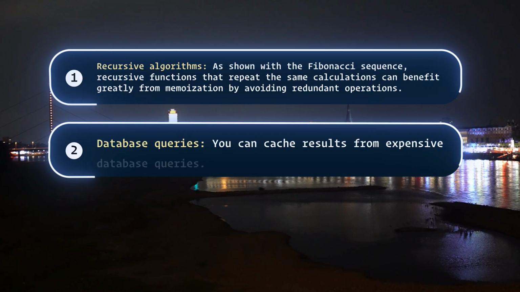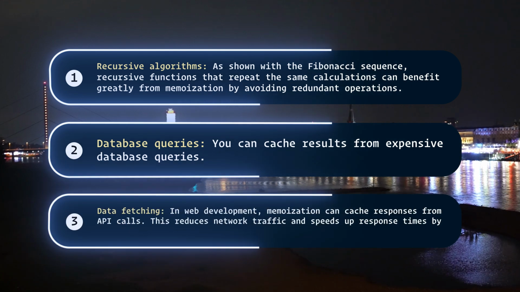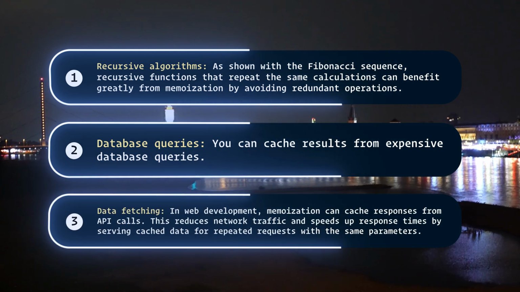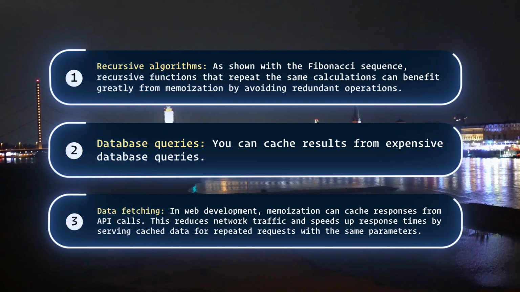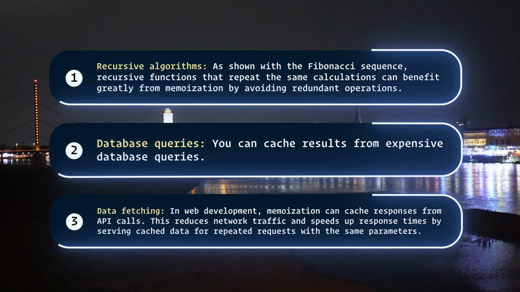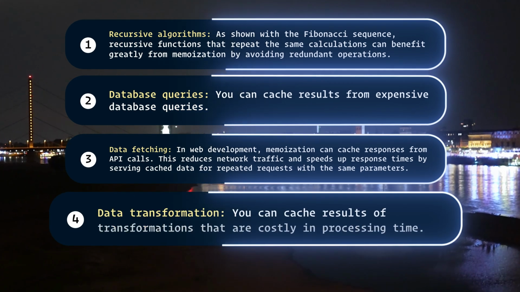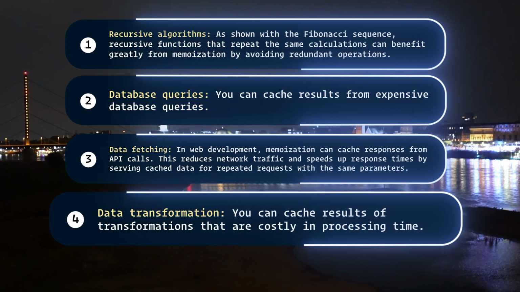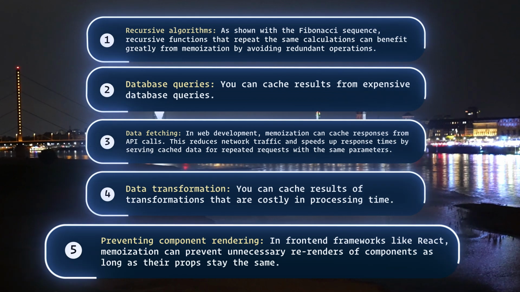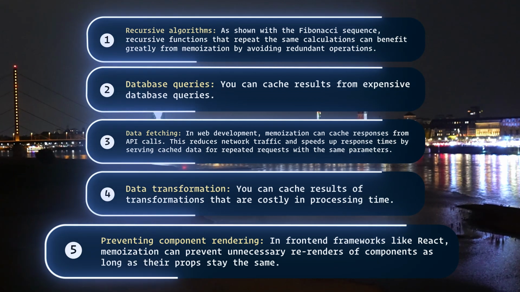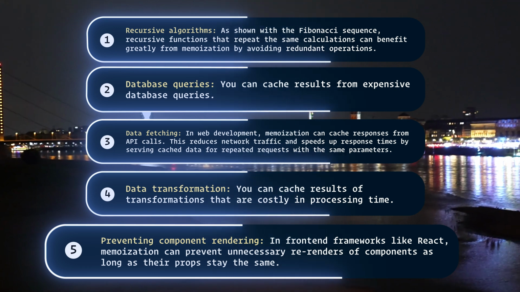Second, database queries. You can cache results from expensive database queries. Number three, data fetching. In web development, memoization can cache responses from API calls. This reduces network traffic and speeds up response time by serving cached data for repeated requests with the same parameters. Number 4, data transformation. You can cache results of transformations that are costly in processing time. And number 5, preventing component re-rendering. In front-end frameworks like React, memoization can prevent unnecessary re-renders of components as long as their props stay the same.